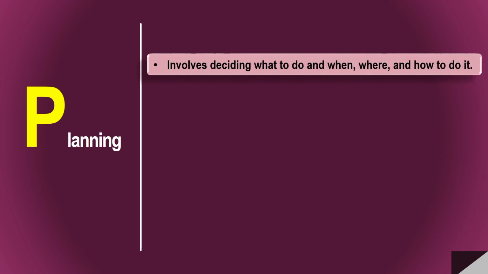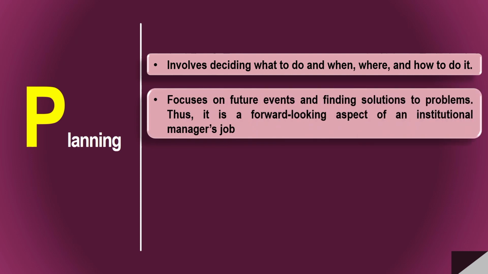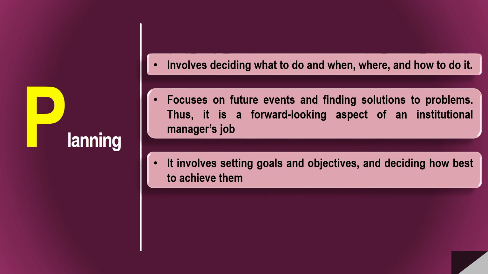First, planning. Planning involves what to do and when, where, and how to do it. It focuses on future events and finding solutions to problems. Thus, it is a forward-looking aspect of an institutional manager's job. It involves setting goals and objectives and deciding how best to achieve them. It means planning is an ongoing process. Here, the objective means results desired by the institution.